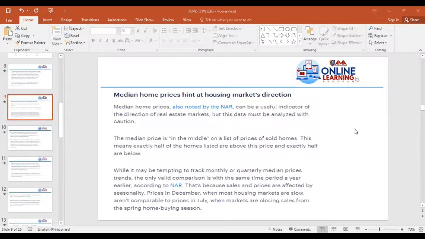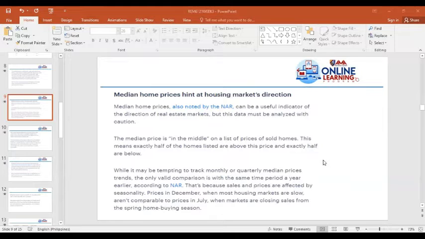Next is the median home prices, which hint at the housing market's direction. The median home prices, also noted by the National Association of Realtors, can be a useful indicator of the direction of the real estate market. But this data must be analyzed with caution. The median price, or the price in the middle of homes sold, means that exactly half of the homes are listed above this price and exactly half are below.